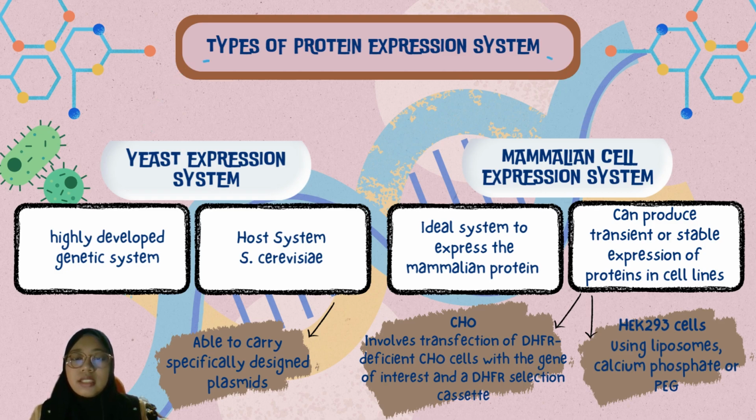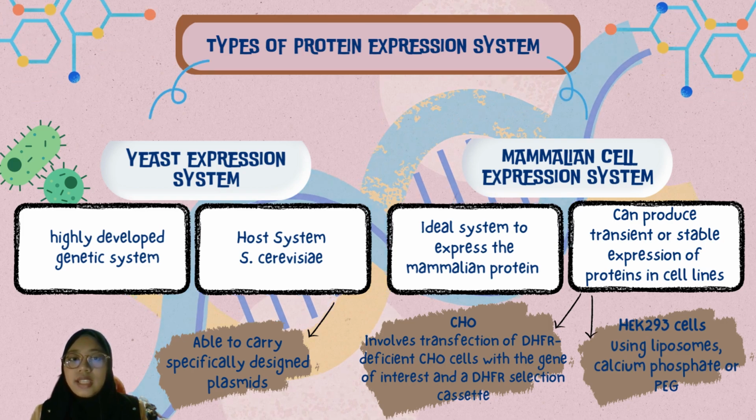HEK293 cells are transiently transfected using liposomes, calcium phosphate, or PEG as transfection reagents. CHO is commonly used to stably express large quantities of recombinant proteins, and this process involves transfection of DHFR-deficient CHO cells with the gene of interest and a DHFR selection cassette.